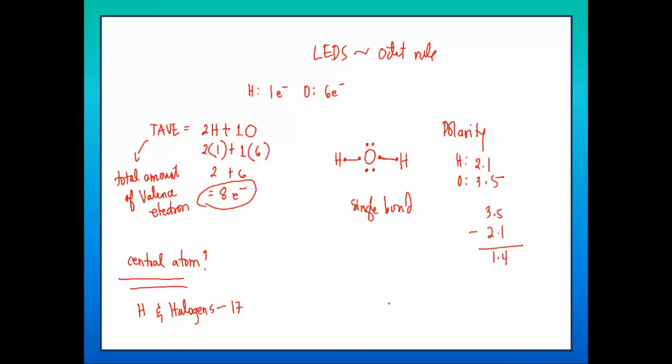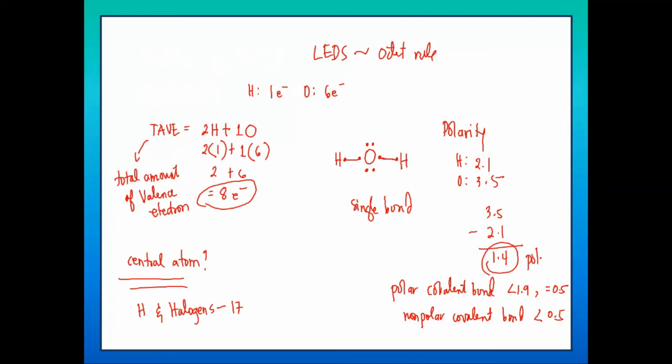So, 1.4 following the rule, polar covalent bond yan, if the value is less than 1.9 or equal yan sa 0.5. Non-polar covalent yan if the value is less than 0.5. Now, based on the answer, which one must be the right description here? It should be polar covalent bond. Okay? Sana nasusundan si sir.